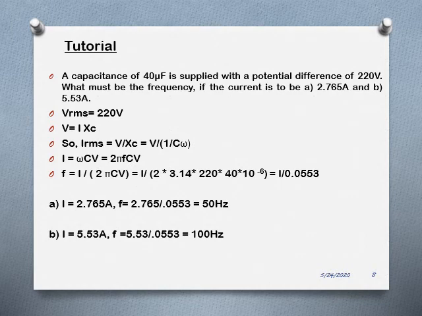Now let's try to solve a problem of a purely capacitive circuit. The question says a capacitance of 40 microfarad is supplied with a potential difference of 220 volt. 220 volt is the RMS value. What must be the frequency if the current is A, 2.765 ampere and B, 5.53 ampere? So first what you have to do is you need to find out the equation of frequency in terms of current and substitute the values of current to find out the two conditions.